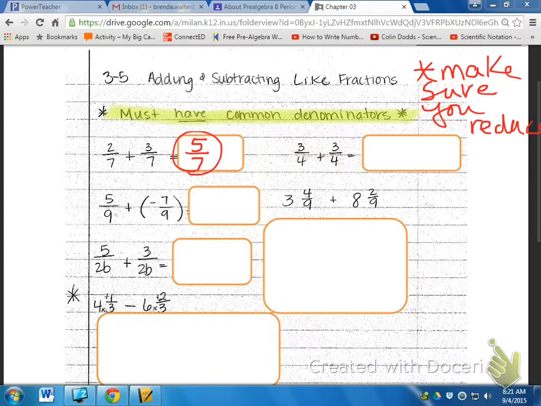All right, what about 3/4 plus 3/4? Shane? 6/8, but it reduces. Not 6/8. The denominator stays the same. It is 6 on the top, but it's 6 what? 6/4. Okay, now, does that reduce?